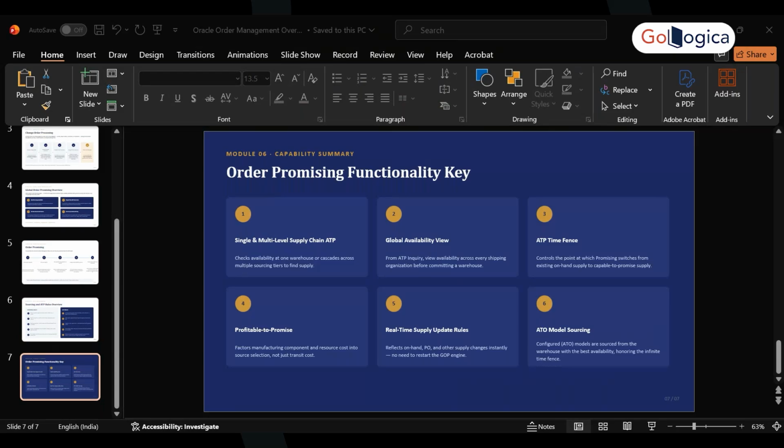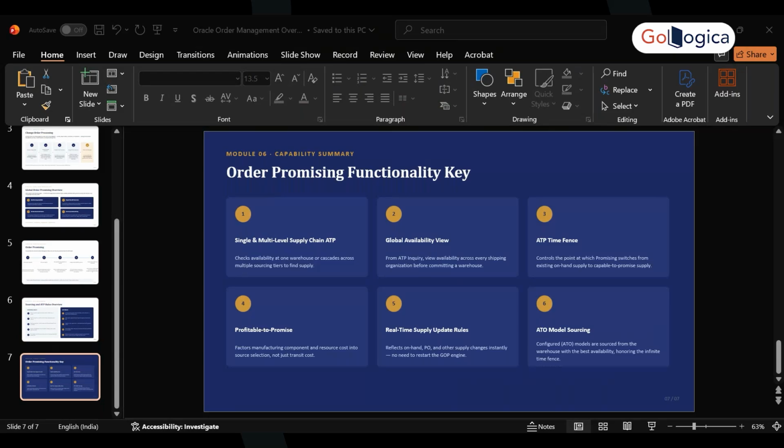This visibility significantly improves order planning and customer communications, because the users can quickly identify the best fulfillment source. Next one is the ATP time fence, which controls the point at which the promising switches from the existing on-hand supply to planned supply. Within the defined time fence, Oracle mainly considers the confirmed supply such as on-hand inventory, reserved inventory, and inventory in transit. These supplies are already available and therefore provide high confidence.